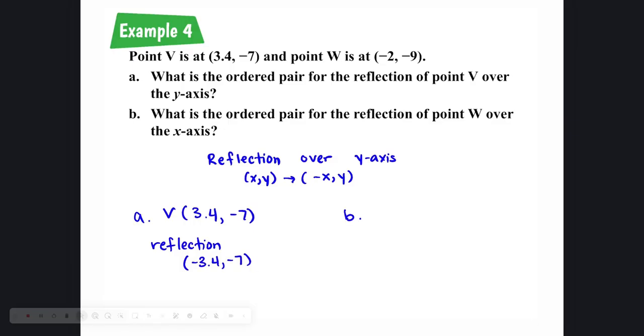For problem B, point W will be reflected over the x-axis instead. So the x-coordinate will remain the same, but the y-coordinate will change to its opposite. Point W is at (-2, -9). For the reflection, the x-coordinate -2 will remain the same, and the opposite of the y-coordinate is 9.